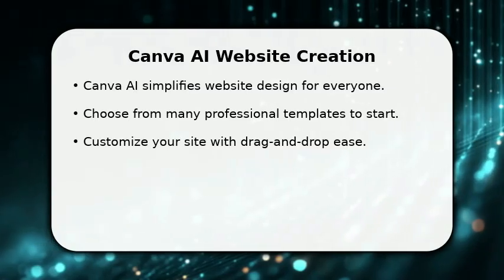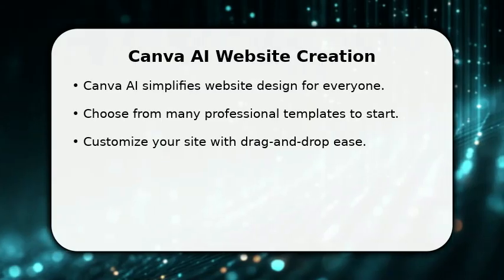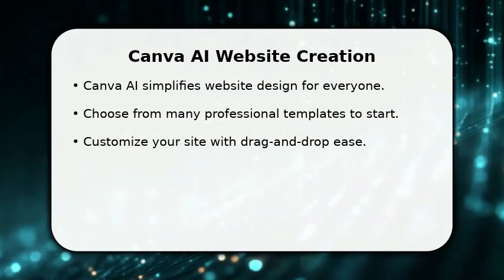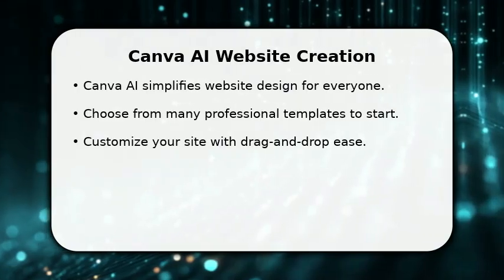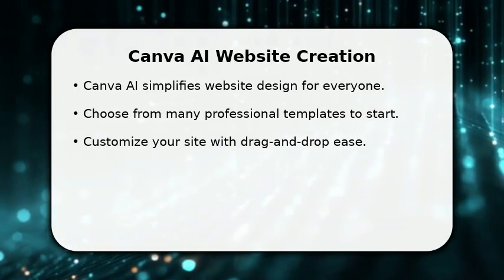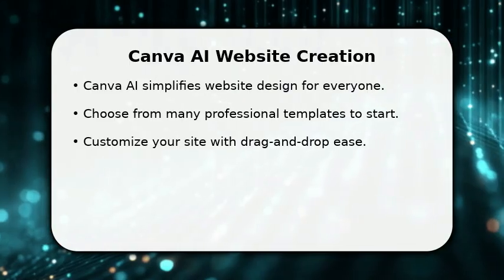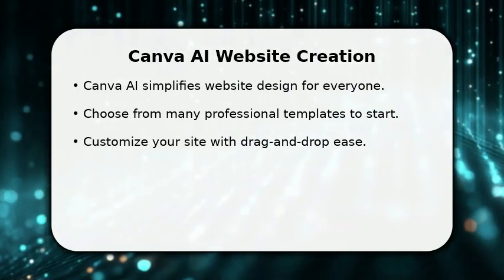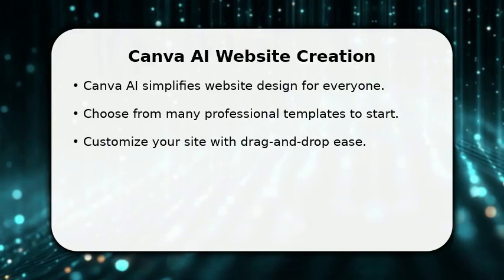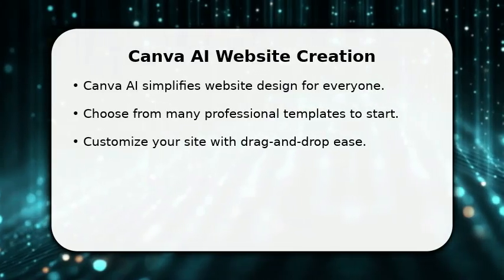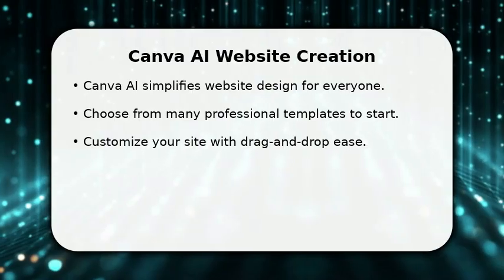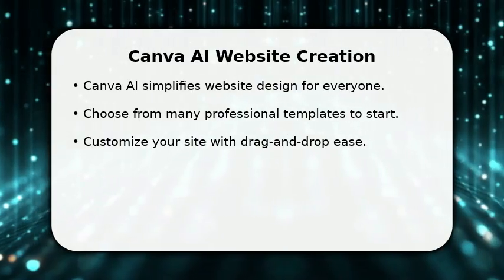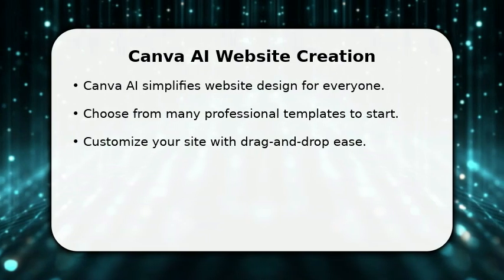In this video, I will explain how to make a website using Canva AI. First, you will navigate to the website section within Canva. Then, you can begin by selecting a suitable template from their extensive library. This powerful tool allows even beginners to create stunning online presences quickly and efficiently. We will cover everything from initial setup to final publication, ensuring you have a clear understanding of the entire process.